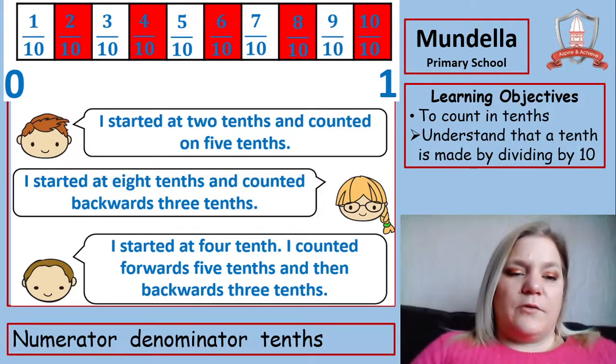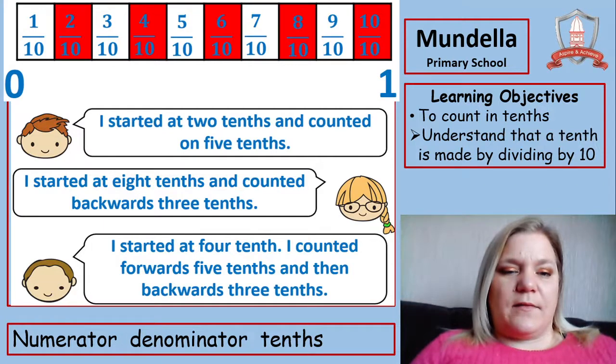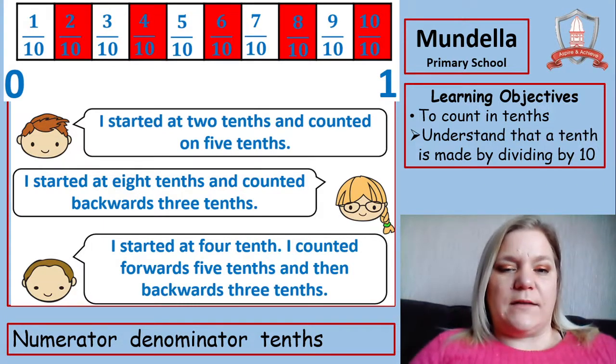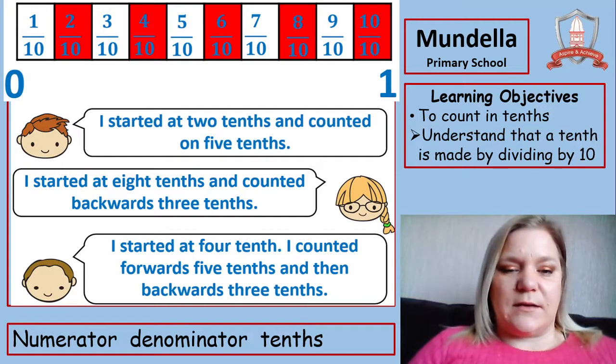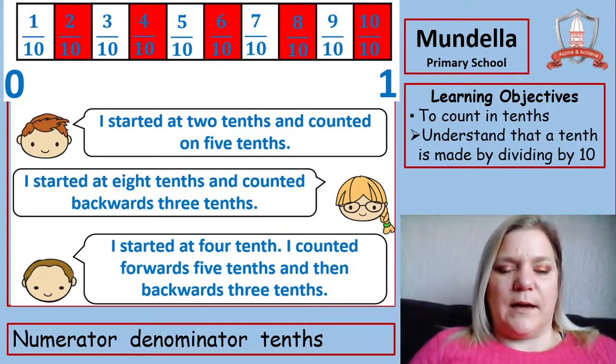So, where the girl says she starts at 8/10 and counts backwards 3/10, so she does 3 jumps backwards, she should end up on 5/10. And the boy at the bottom says, I started at 4/10 and I count forwards 5/10, which takes you to 9/10, and then backwards 3/10, which takes you to 6/10. Remember, that's written 6 as the numerator and 10 as the denominator.